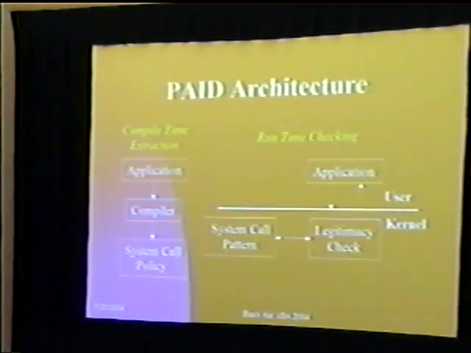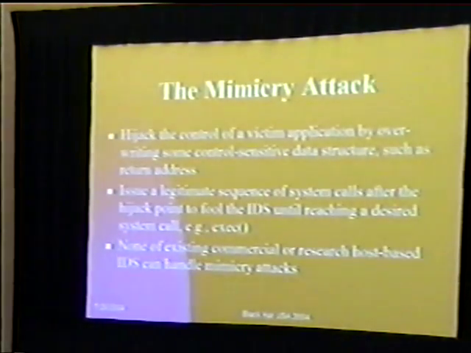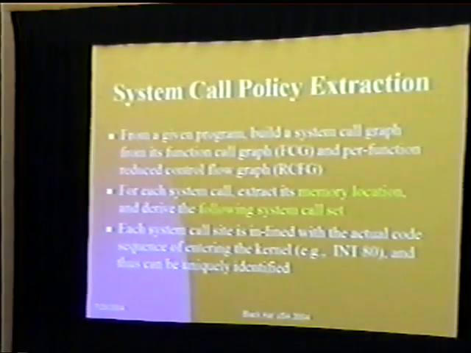So the overall architecture is that at compile time, I'm going to extract a system call policy from the source code of the network application. And then at runtime, I'm going to check the runtime system call pattern against this statically derived system call policy. And if there's any deviation, then we can comfortably say that's definitely an intrusion. Again, this is only useful for control hijacking attacks. This is not going to work for arbitrary kinds of attacks. So this is not a panacea for all security problems, obviously. Okay, so I'm going to do this first and then come back to mimicry attacks.